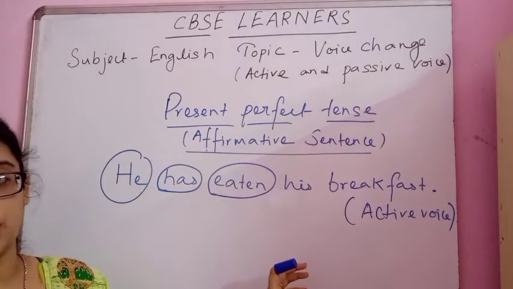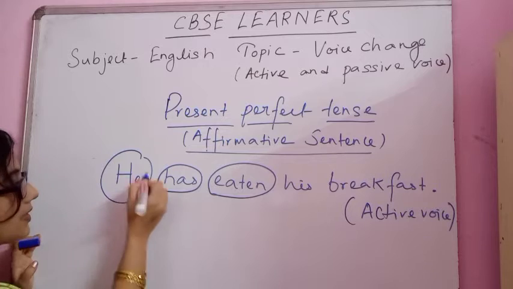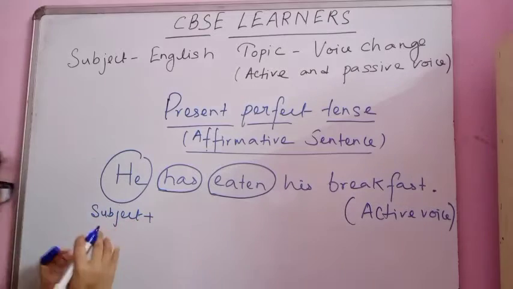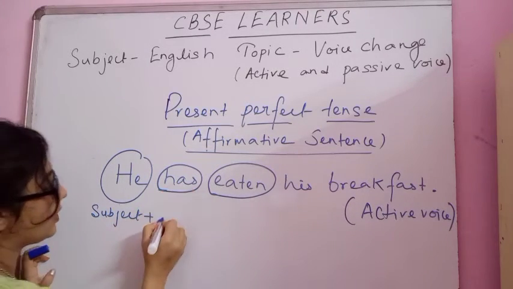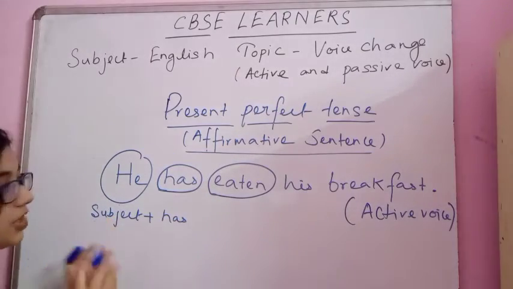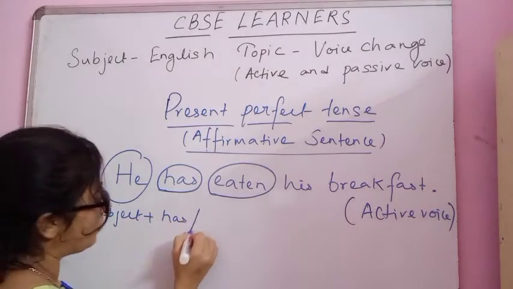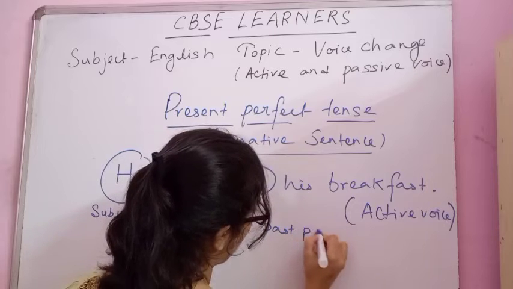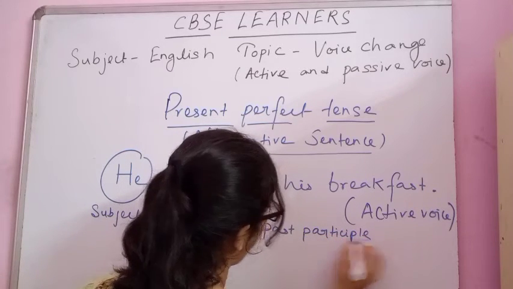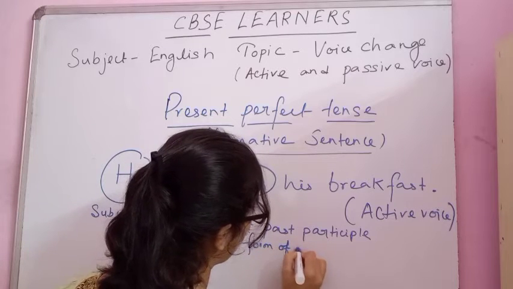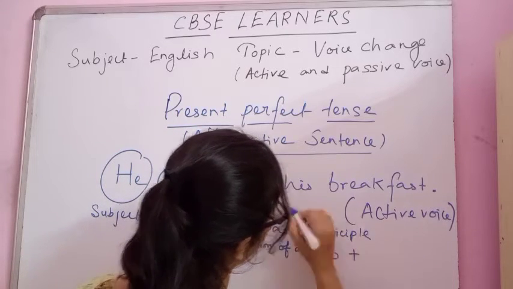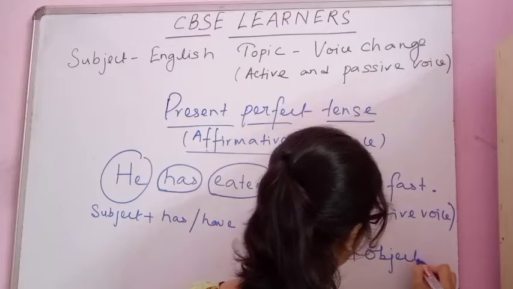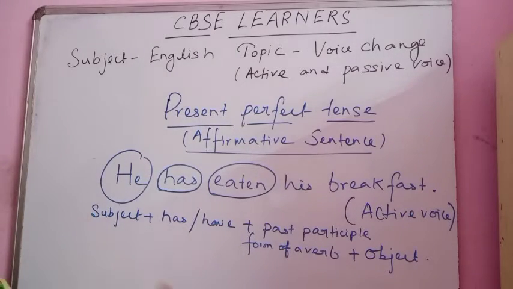Now let's construct the formula from this sentence. The first thing we see is that we have used the subject, which is he. The subject is who is doing the work. Plus has, or if the subject is I, then it will become have. So subject plus has or have plus past participle form of verb plus his breakfast, which is the object. So plus object. This is the formula in case of active voice.